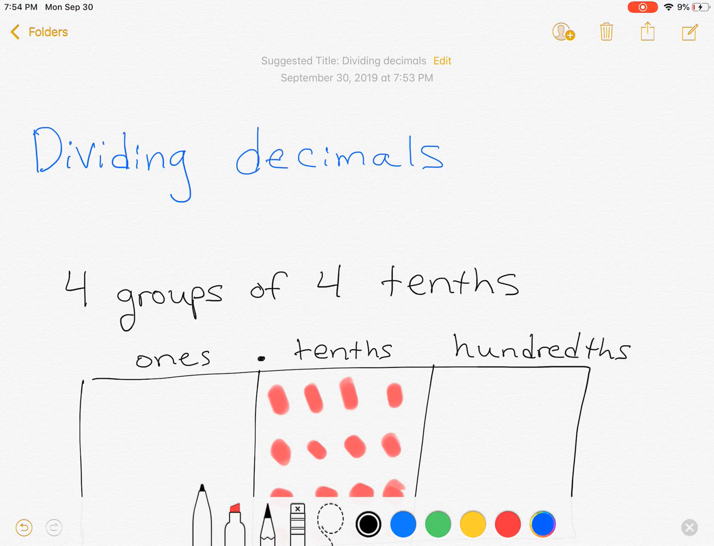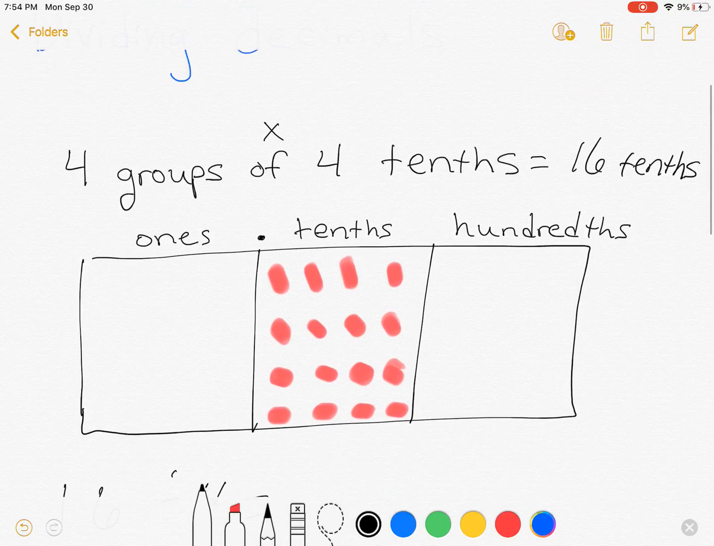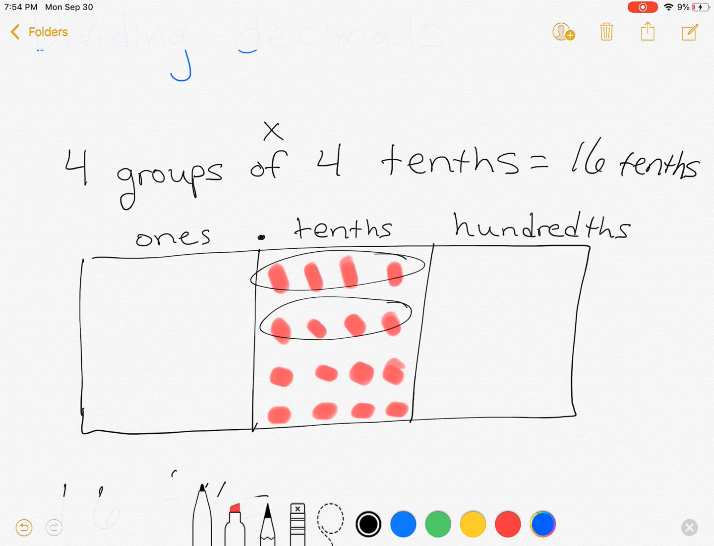So when we're talking about multiplication, 4 groups of 4/10, we know 4 groups of 4/10 equals 16/10. And on our little chart here, if we have 16/10, that's 4 groups. See, 1, 2, 3, 4 groups of 4/10. We have 16/10.